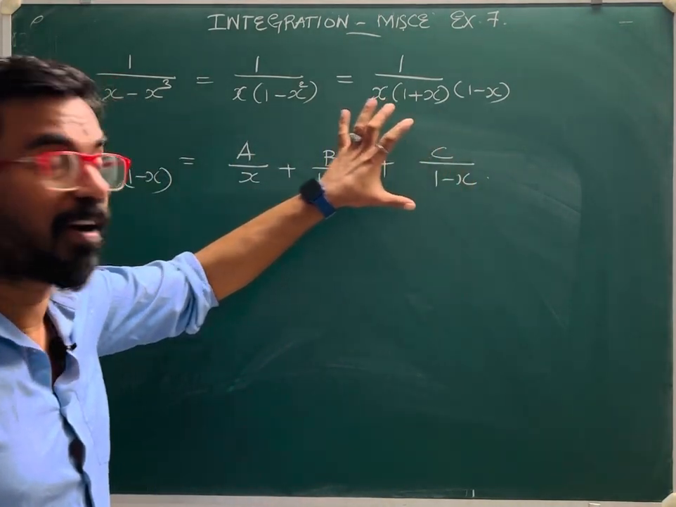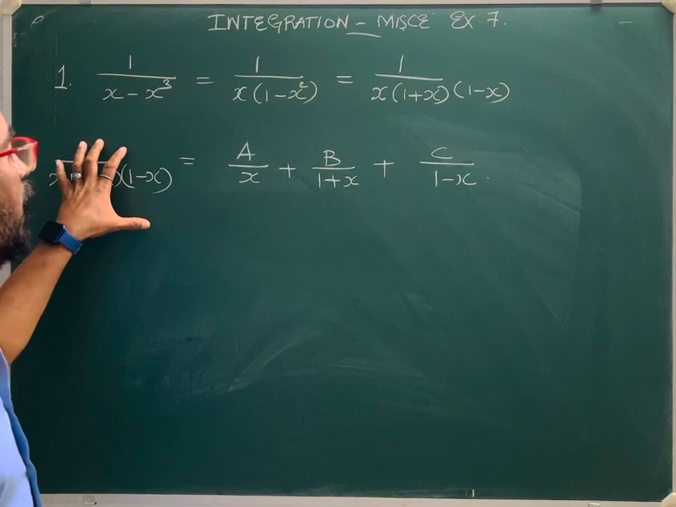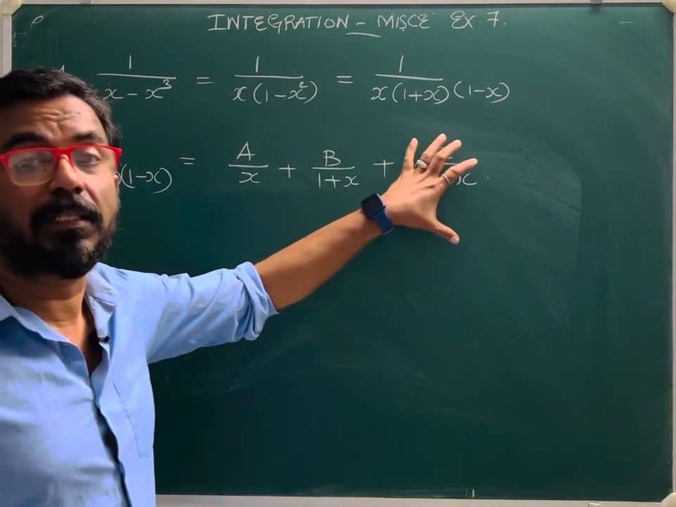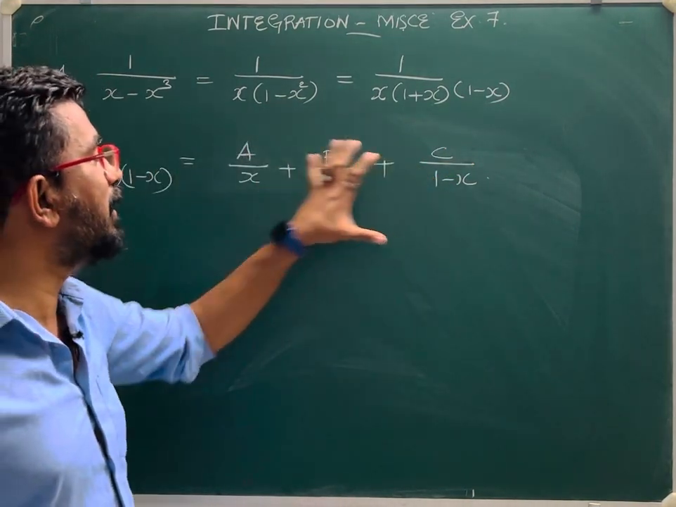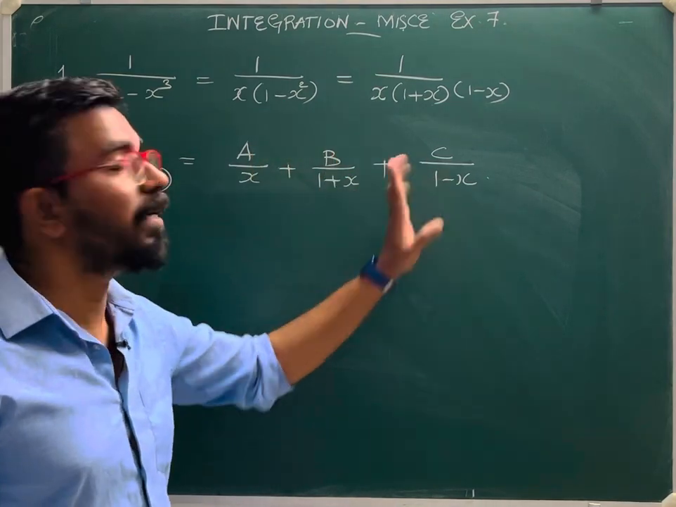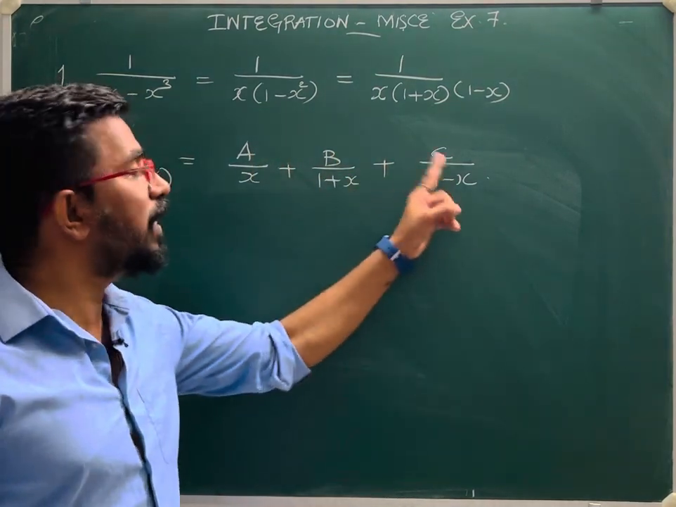That is possible, provided this should be equal to this. The partial fraction method permits me to write like this, because there is nothing wrong in writing like this, provided you find the correct ABC values. How do I find this ABC?